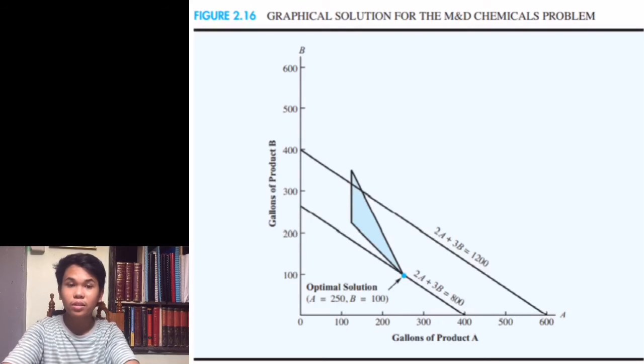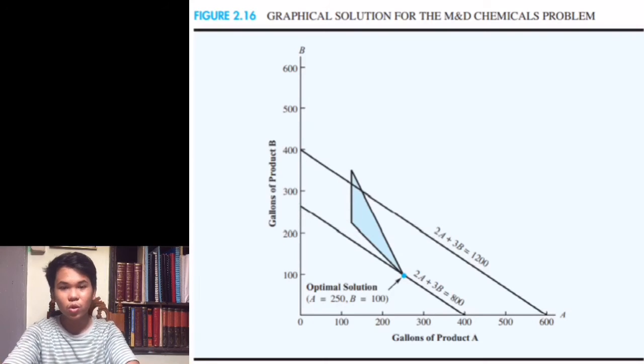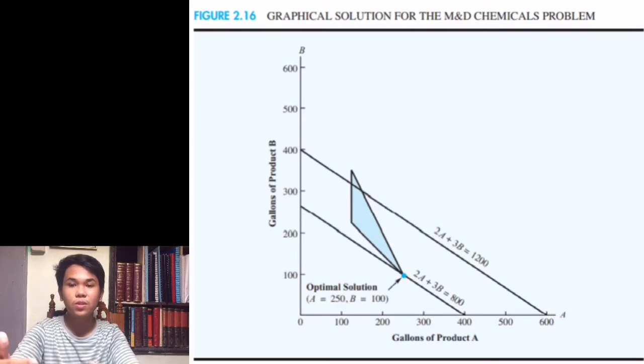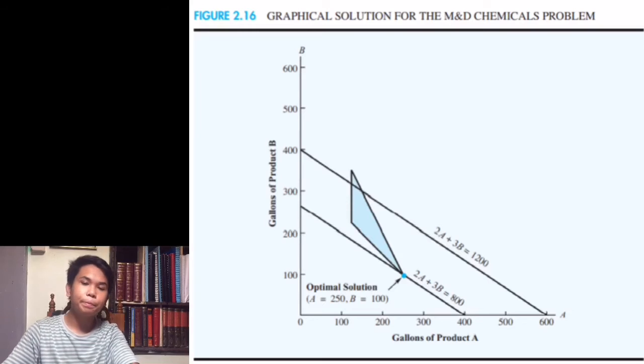At the extreme point, A is equal to 250 and B is equal to 100, the objective function line 2A plus 3B equals 800 intersects the feasible region. With an objective function value of 800, this extreme point gives the lowest cost option. The total production restriction and the processing time constraint are both binding. The optimal solution occurs at an extreme point in the feasible area, just as it does in any linear programming problem.